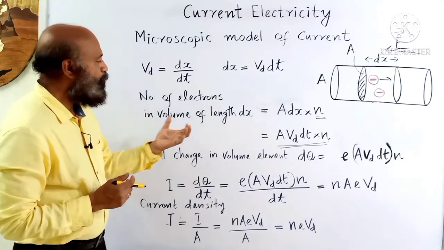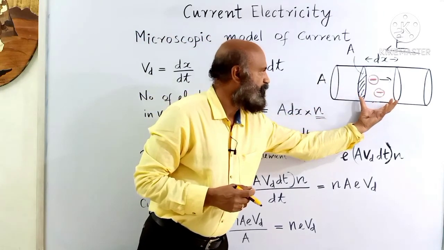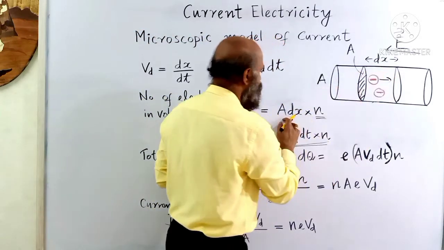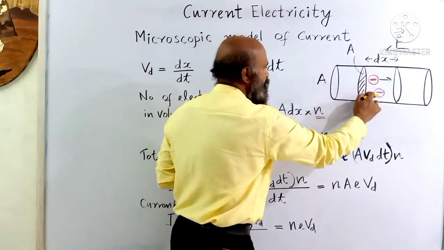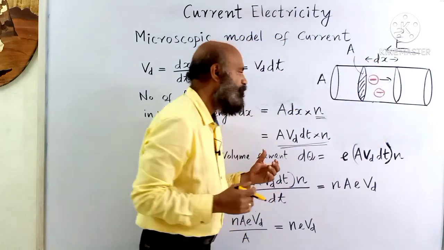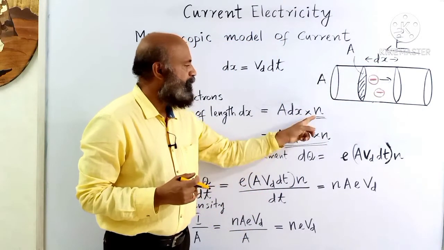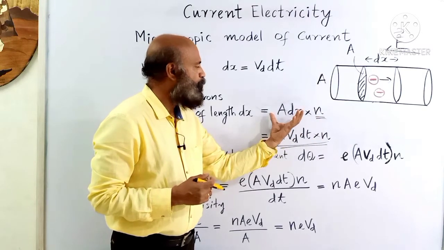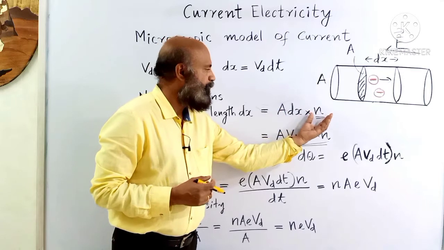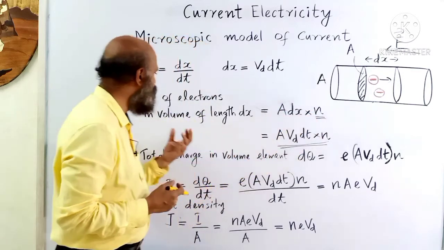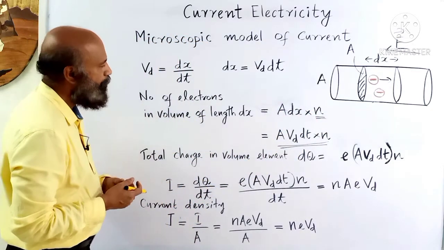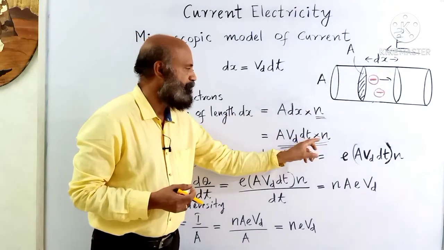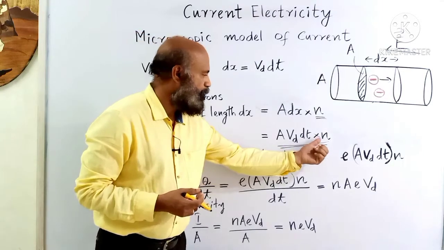Then the number of electrons in the volume of length dx. The volume of this portion is A into dx, where A is the area of cross section, multiplied by the length. Here n is the number of electrons per unit volume. When you multiply the volume by the number of electrons per unit volume, you get the number of electrons. For dx, we can write Vd into dt. So this is the number of electrons.